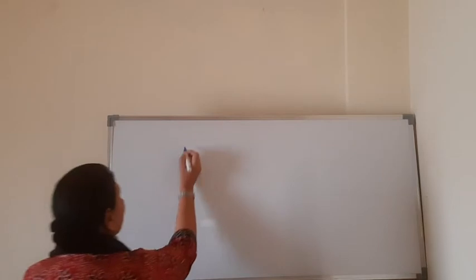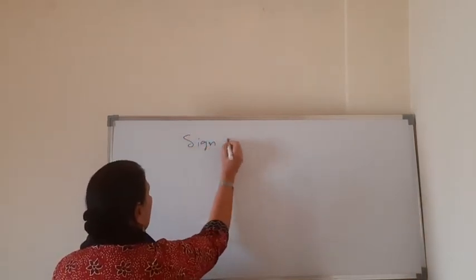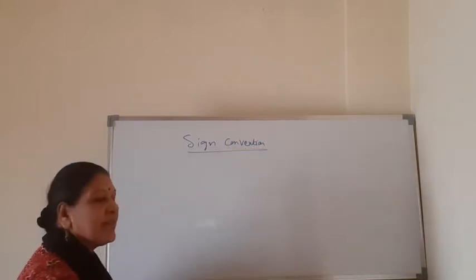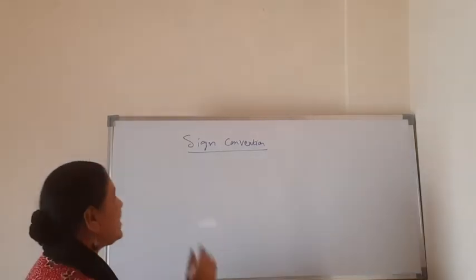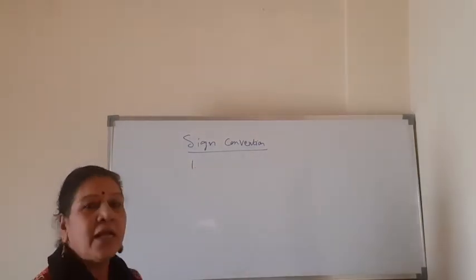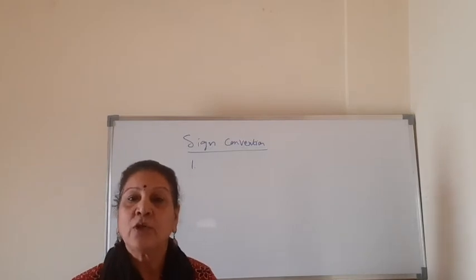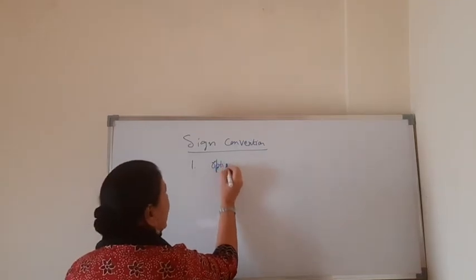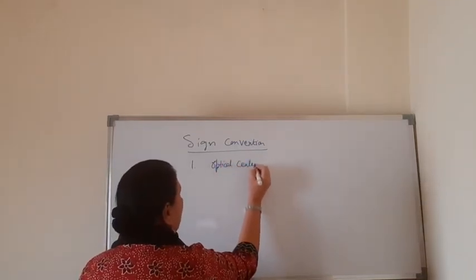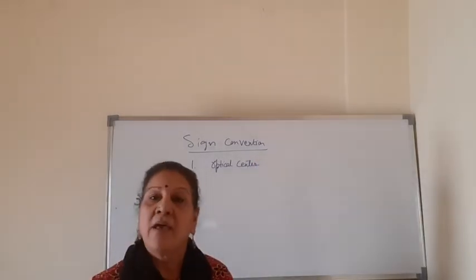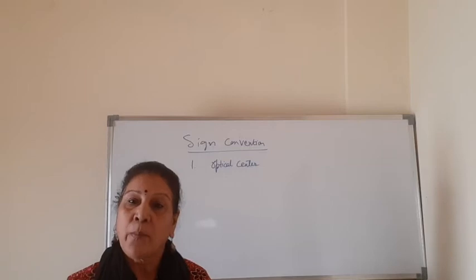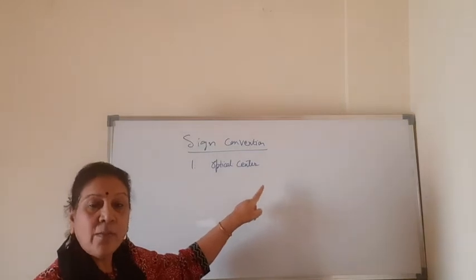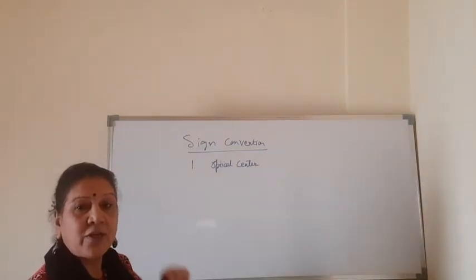So, the sign convention for lenses. It's somewhat the same as what we have discussed for mirrors. The only difference is that the measurements for lenses are taken from the optical center. If you recollect, for mirrors we were supposed to take the measurements from the pole. Now in the case of lenses, we are going to start measuring the distances from the optical center, the O, of the lens.